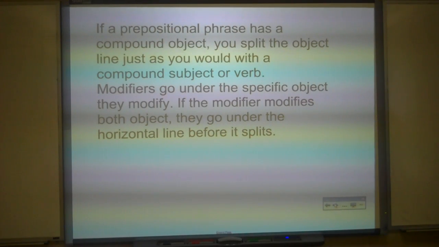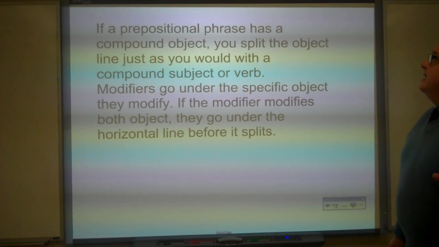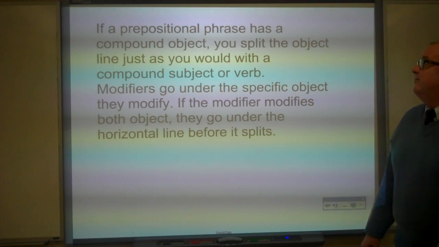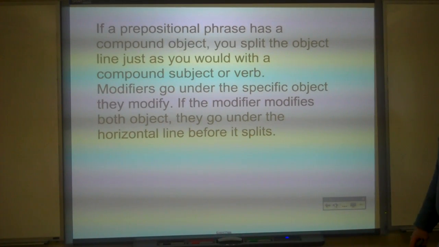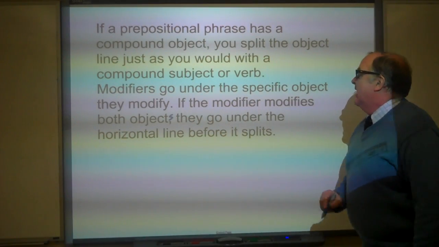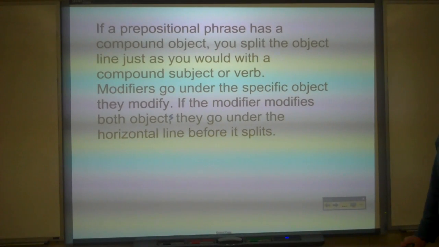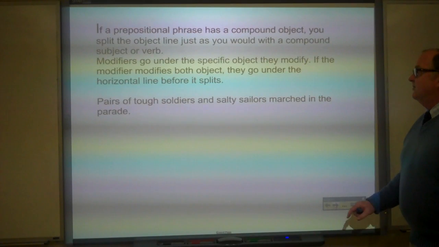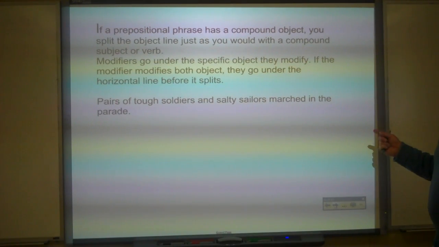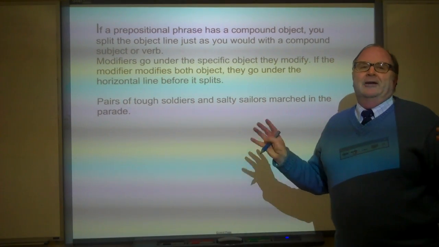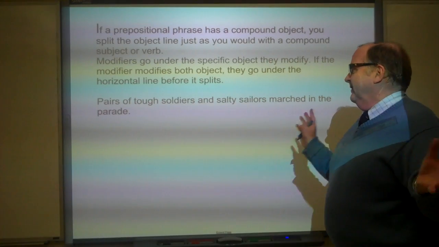If a prepositional phrase has a compound object, you split the object line just as you would with a compound subject or a compound verb. Modifiers go under the specific object they modify. If the modifier modifies both objects, they go under the horizontal line before it splits. And here are some examples of what I'm talking about. Pairs of tough soldiers and salty sailors marched in the parade. Hey, look, I had to come up with a sentence, probably not the most elegant, but it makes sense.